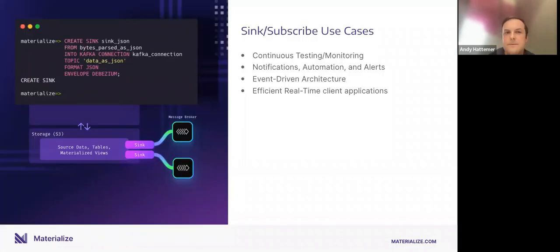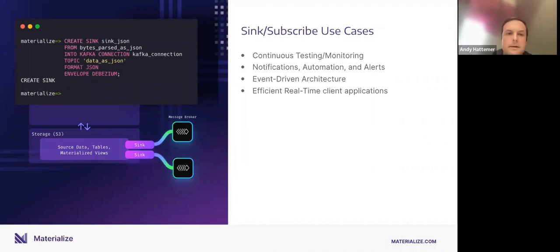Now, some of the sync and subscribe use cases that we're seeing: there's a really interesting continuous testing and monitoring use case where you write a view that should never return results and treat new rows that appear as error alerts. So if you're using the sync, you're monitoring a particular Kafka topic for events and acting on those in whatever way you want. Or you can also have a long-lived Postgres connection that's subscribing to changes and taking action when it sees an update.